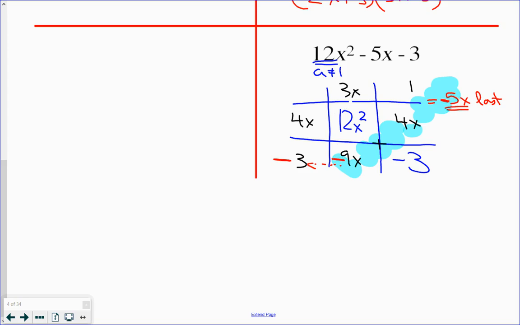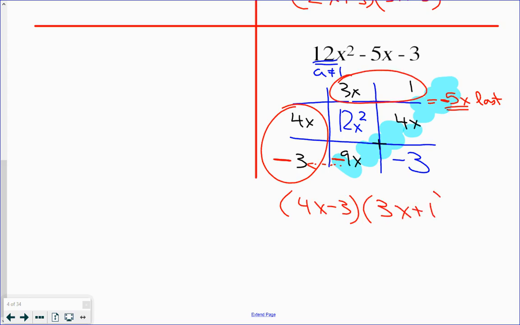Now do a quick check. Is negative 3 times 1 now negative 3? Yes, so that negative took care of itself. So your brackets are 4x minus 3 and 3x plus 1. Okay? That's trinomial factoring. Okay? It's the trickiest of the factorings.